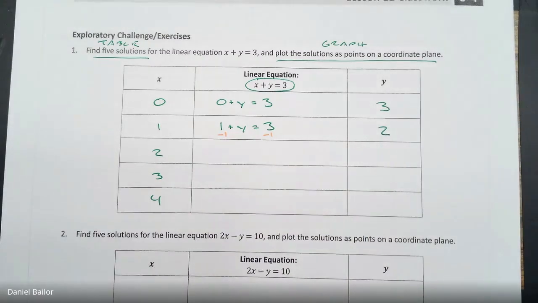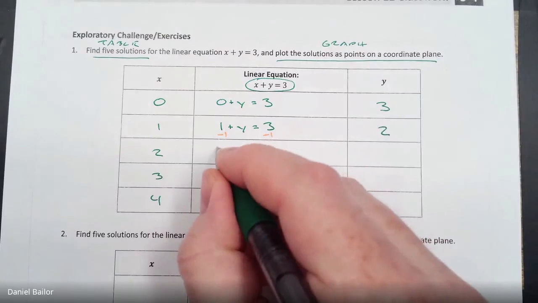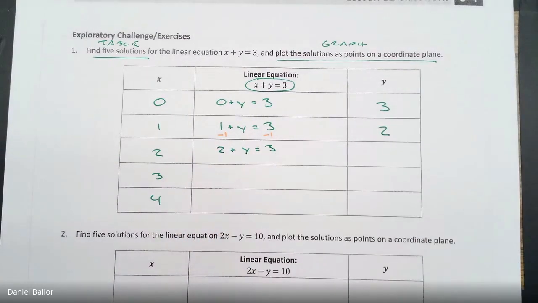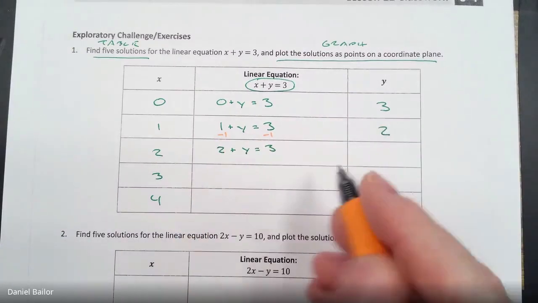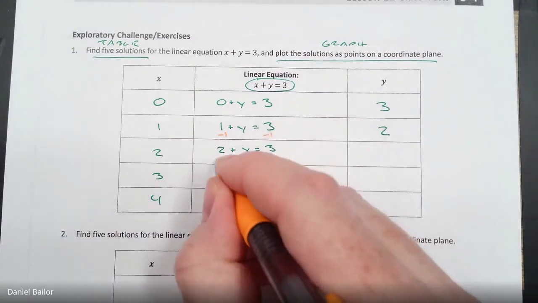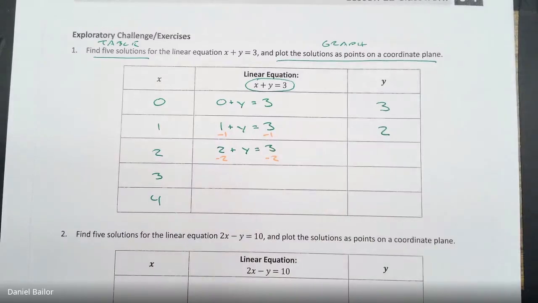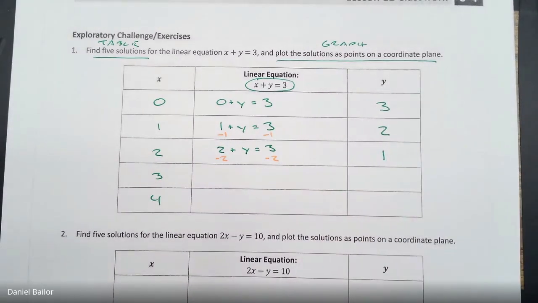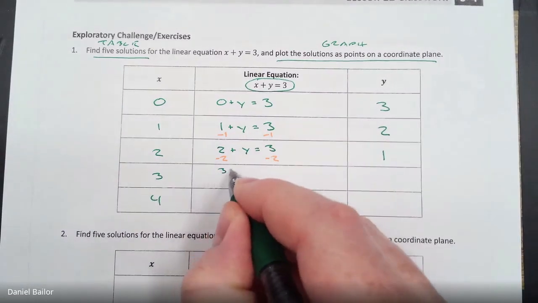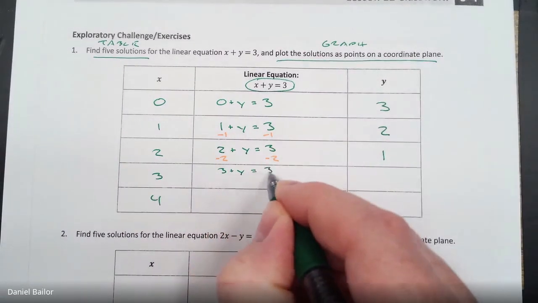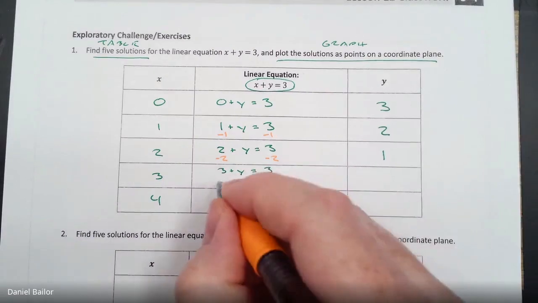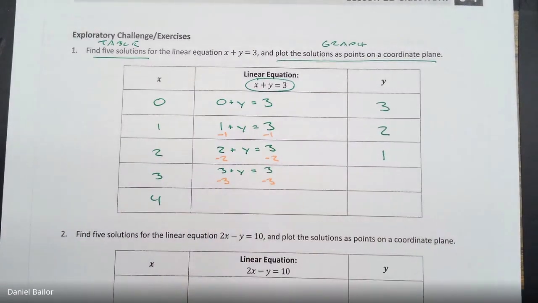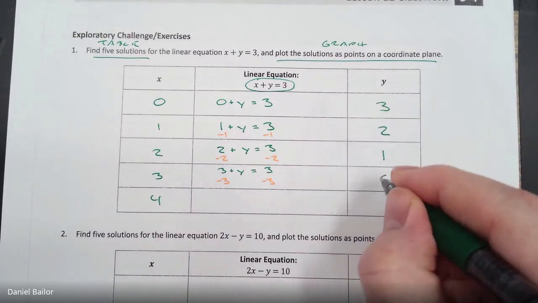Well, what about for when x equals 2? We have 2 plus y equals 3. Remember, again, subtraction property of equality, to get y all by itself, we do minus 2 on both sides, and we find out that y equals 1. Well, what about when we have 3 plus y equals 3? Remember, subtraction property of equality, isolate the y, do minus 3 on both sides, we find out that y equals 0.